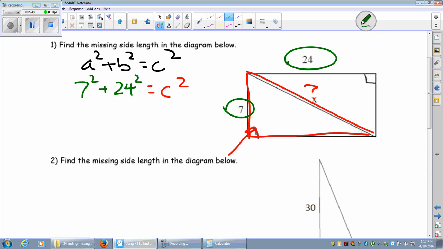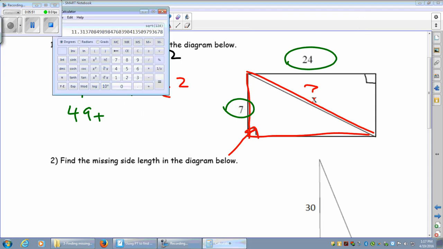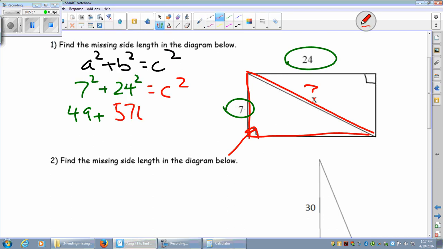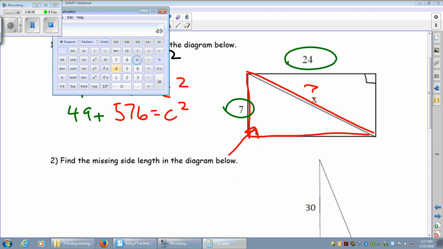I'm going to try to do as much of this in my head as I can. 7 squared is 49. 24 squared I cannot do in my head. So I'm going to go 24 squared and get 576 is equal to c squared. I'm not done simplifying now. I still need to go 49 plus 576, which is equal to 625.